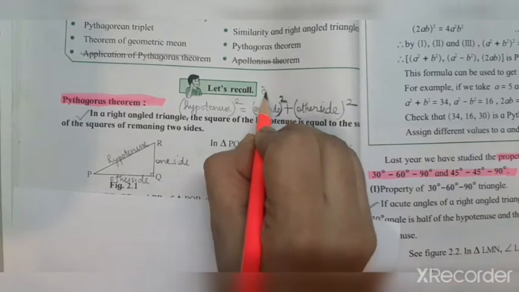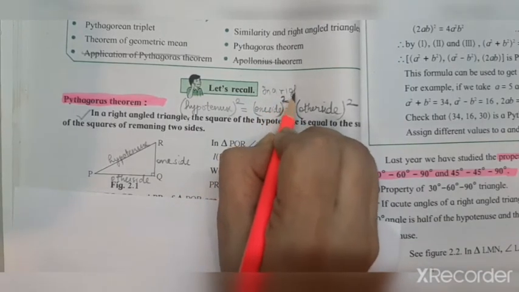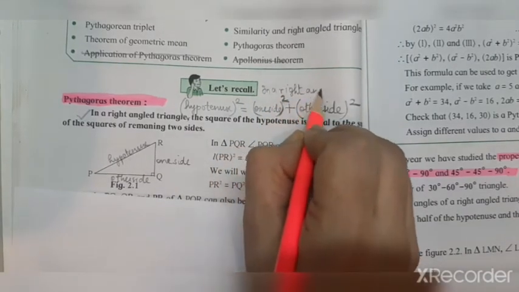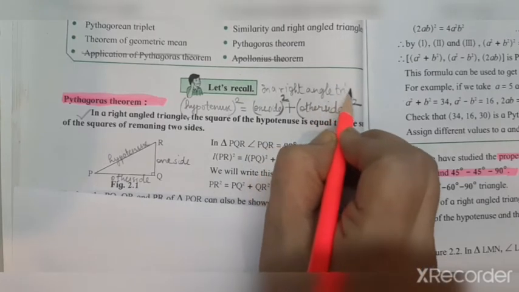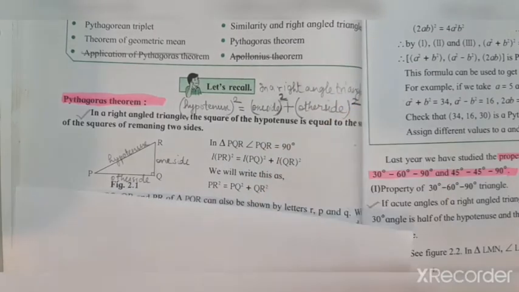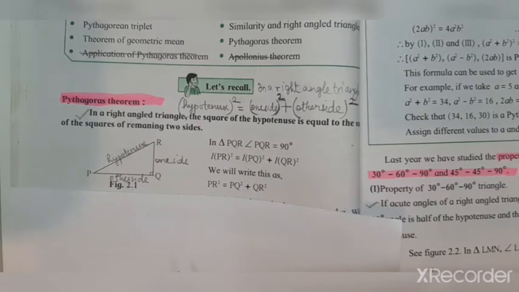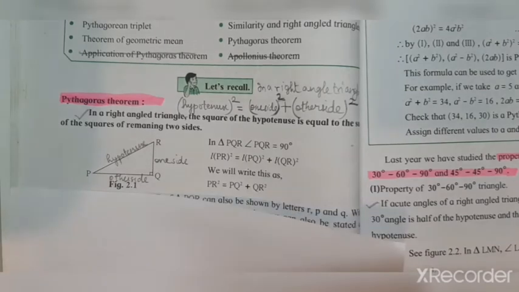Okay. So in a right angle triangle, hypotenuse square is equal to one side square plus other side square, and we call this the Pythagoras theorem.